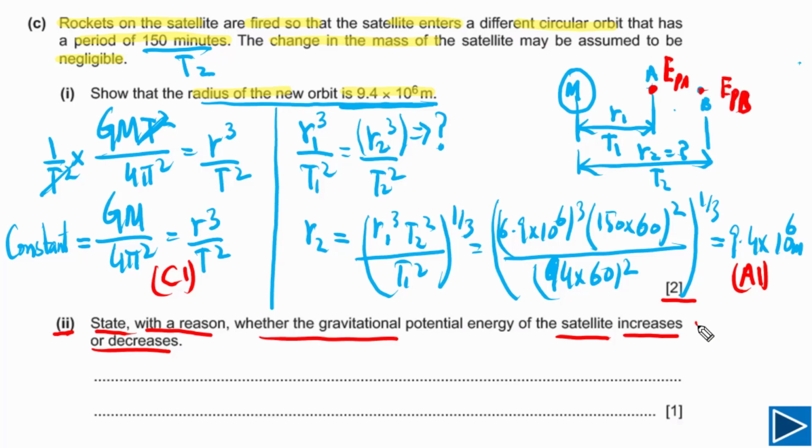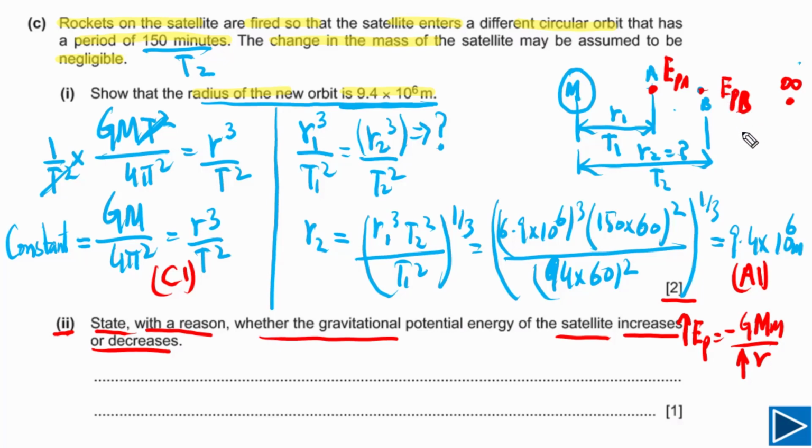Now we need to explain, is the potential energy EPB is greater or EPA is greater? For that purpose, we need to understand the gravitational potential energy. Gravitational potential energy is simply equal to negative G capital M small m divided by R, and R is the distance from the center. If R is greater, EP will be greater. The reason is that because if R is greater, this will be less negative. When this is less negative, it means EP is greater. EP is 0 at infinity.